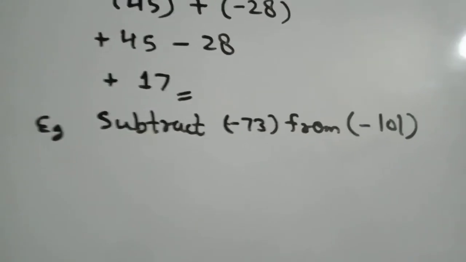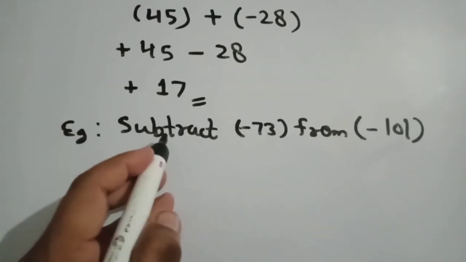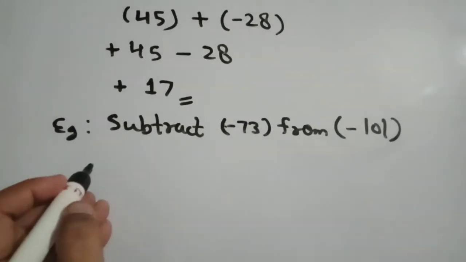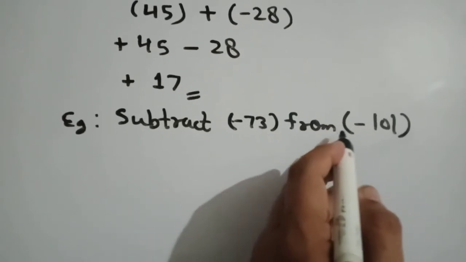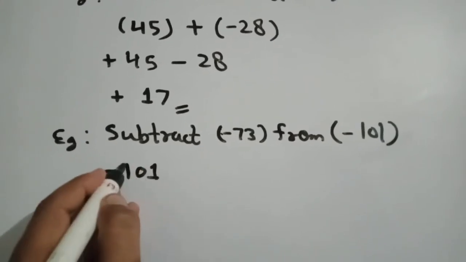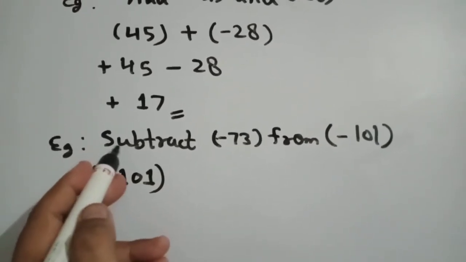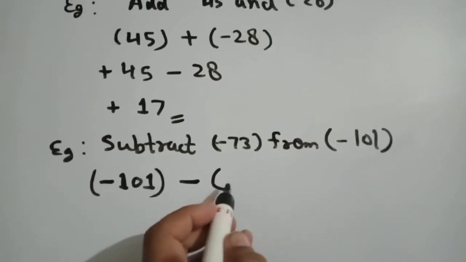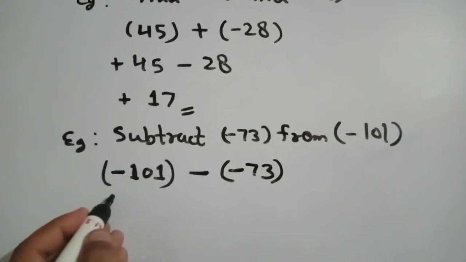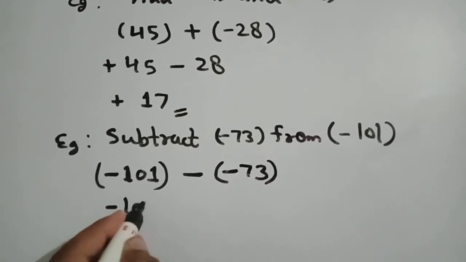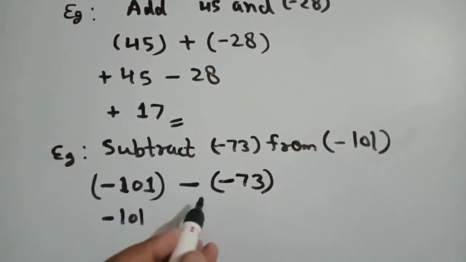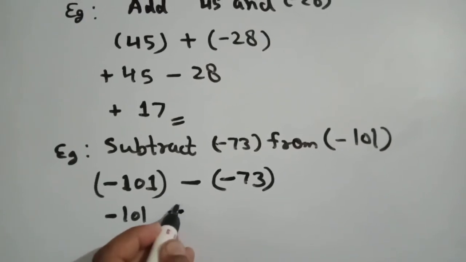Now student, the second example is based on subtraction. Subtract minus 73 from minus 101. So you note down the number which comes after "from". This is minus 101, and put the symbol of subtraction, minus, and the second integer, minus 73. Again open the brackets. There is minus 101, and similar to the previous one, minus times minus becomes plus 73.